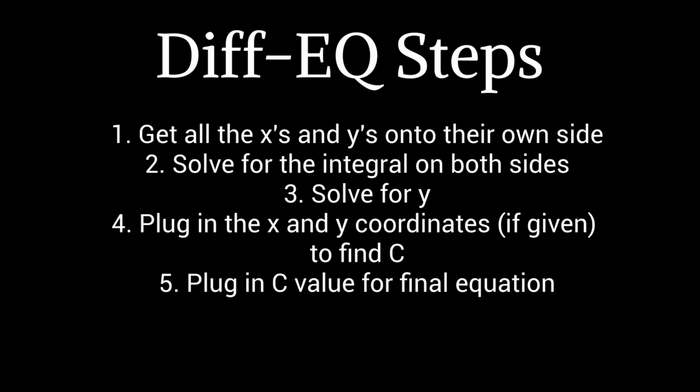And then step 4, this is only for if you're given x and y coordinates. Like the first two problems we do, we are not given coordinates, so we just end at step 3. But if you're given x and y coordinates, you have to solve for c. You just plug those coordinates in and you're good. And then after that, you just plug in c to get your final equation. And that's pretty much it. It sounds confusing now, but I promise you it will make sense once we start doing some equations.